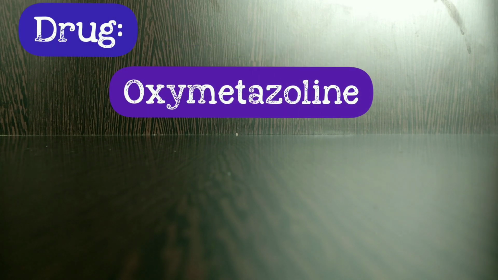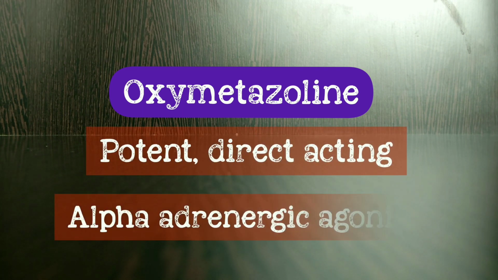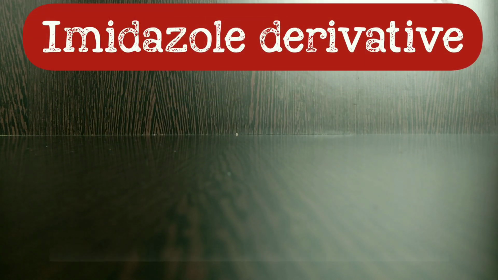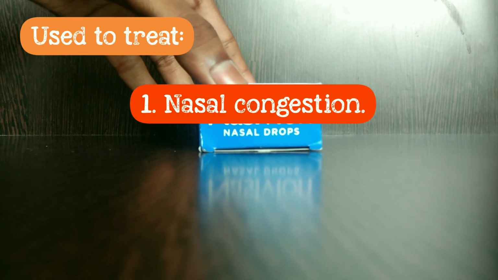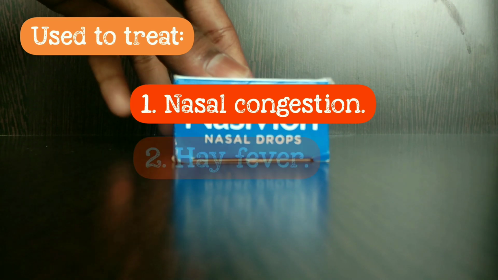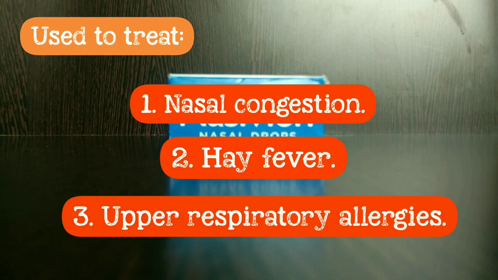Let us see about the drug oxymetazoline. Oxymetazoline is a potent, direct-acting alpha-adrenergic agonist, and it is an imidazole derivative. This is the structure of oxymetazoline. It is used to treat nasal congestion caused by common cold, hay fever, and upper respiratory allergies.